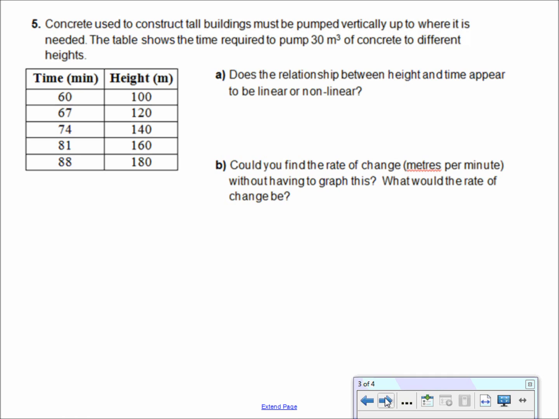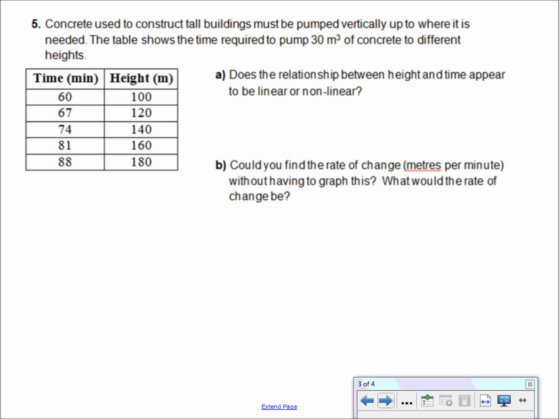For it to be linear, there needs to be a constant difference here as well as here. Okay? So, if we're going 60 to 67, that's a difference of 7, right? Now, if you keep adding 7, you should get to the next numbers. 67 plus 7 gives me 74. 74 plus 7 gives me 81, and so on.